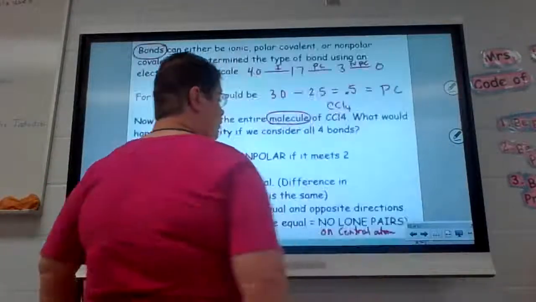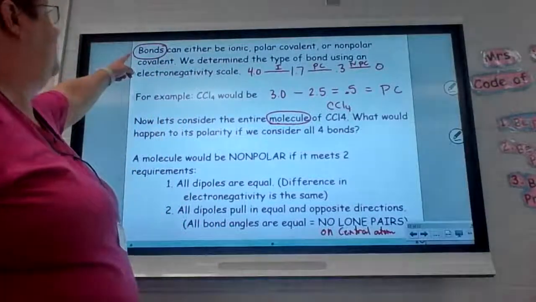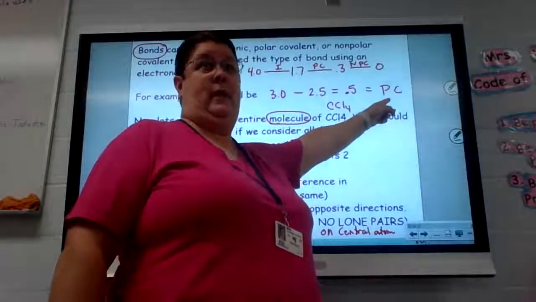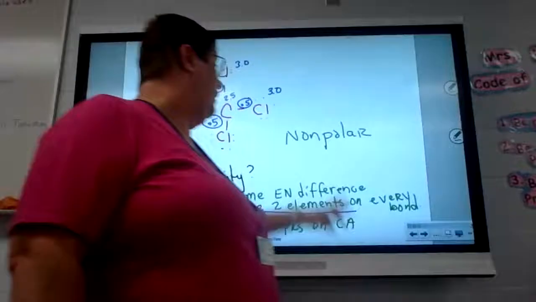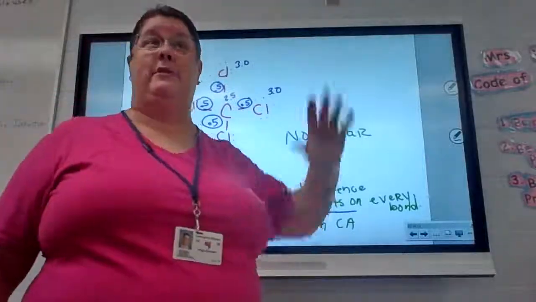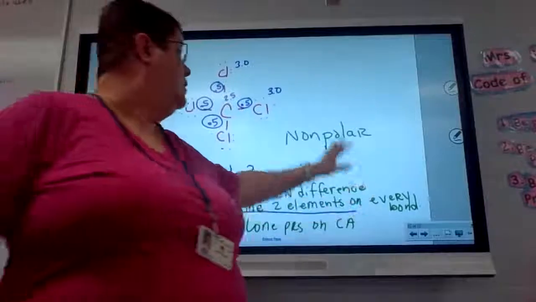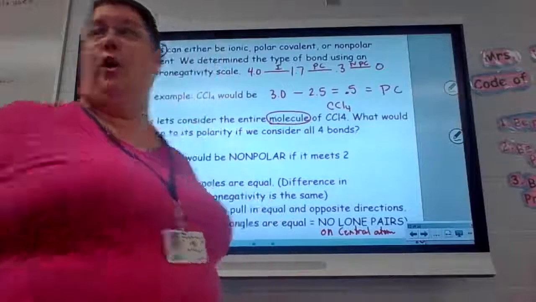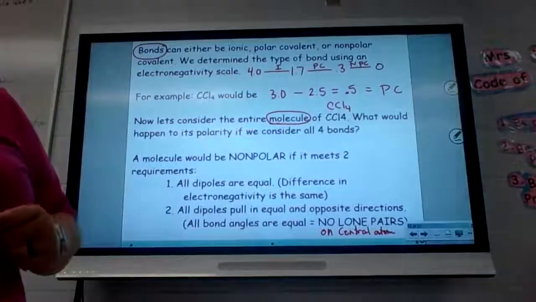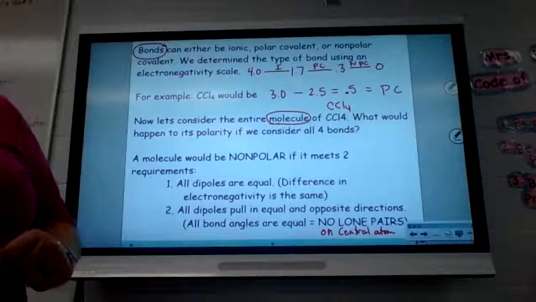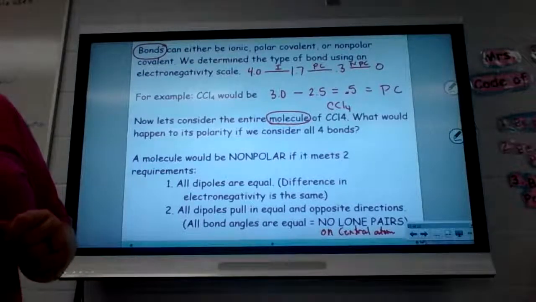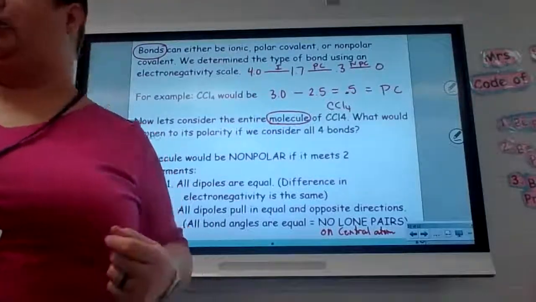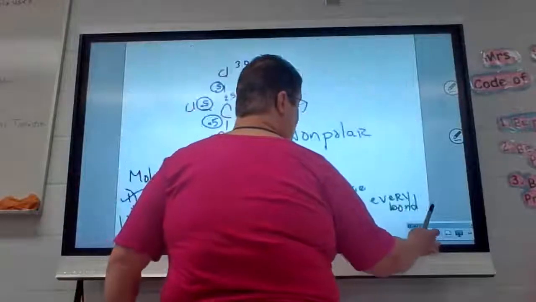Now, if we go back to this, what do we say about the bond type? The bond type was what? It was polar covalent. What's the molecule type? Sometimes the bond and the molecule are the same, sometimes the molecule and the bond are different. So on the test, can you subtract the electronegativities and get the molecule right? Not necessarily. So you've got to pay attention to the question and know if they ask bond or if they ask molecule. Okay? So let's do water.